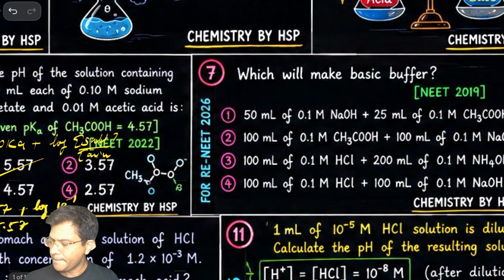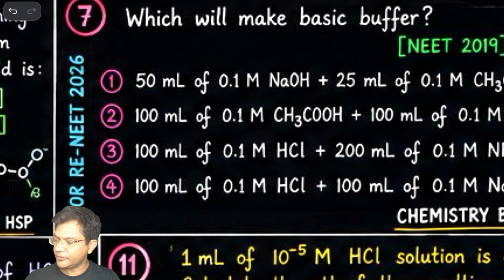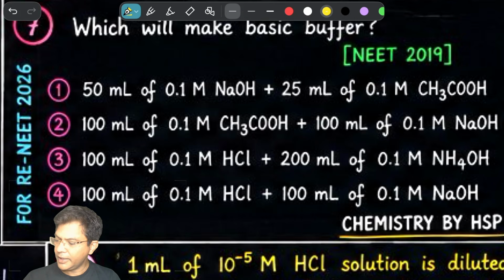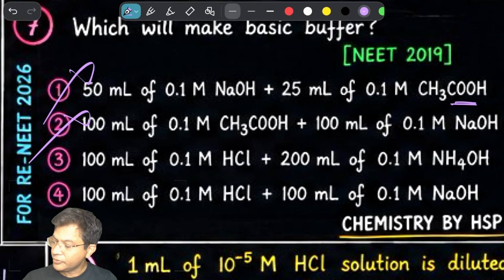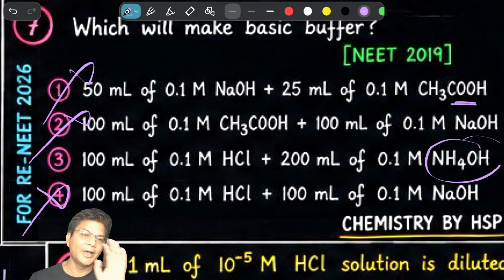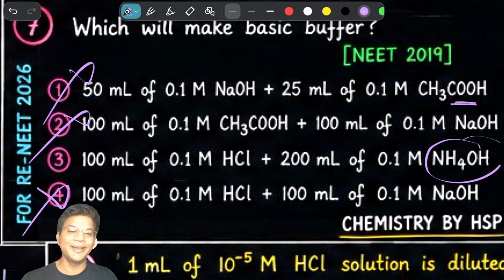Now let's see what they are asking. This is a NEET 2019 question. Which will make a basic buffer? So see to it. This is a weak acid, acidic buffer, so it can't be the answer. This is acid and base, acidic buffer or not a buffer. So these two can't be the answer. For a basic buffer we need a weak base. So this is a weak base, this is a strong base, so this can't be the answer. No need to apply maths. Already 3 are eliminated.